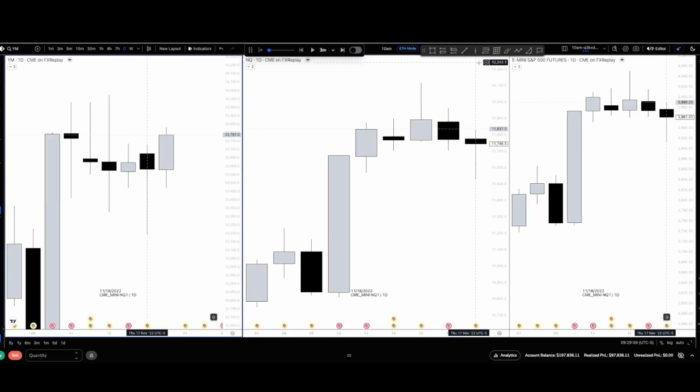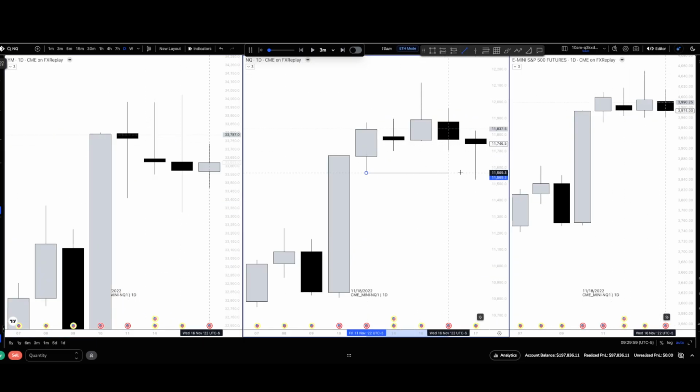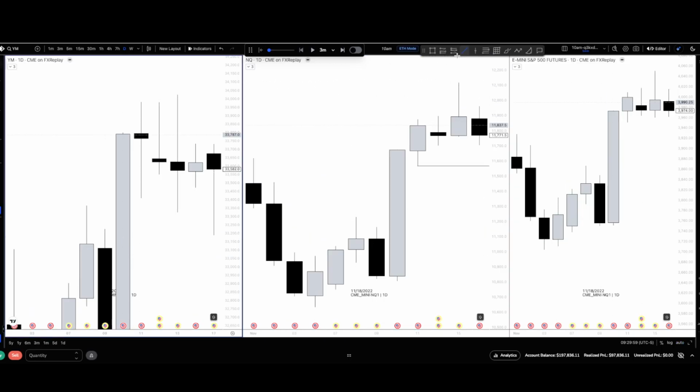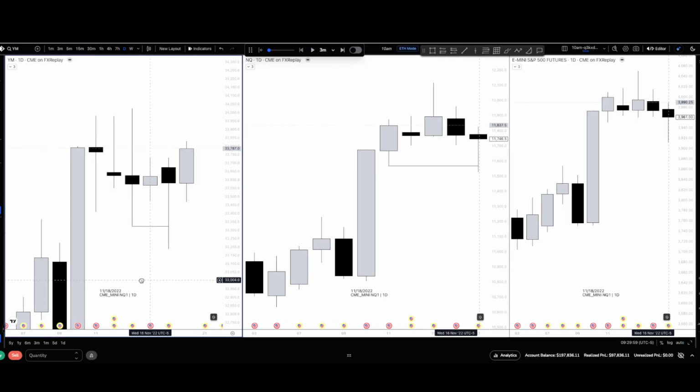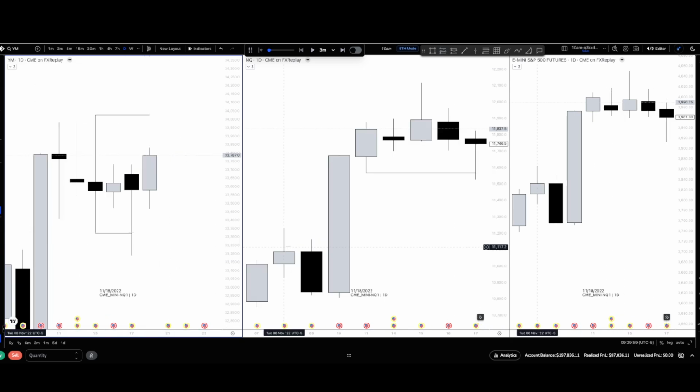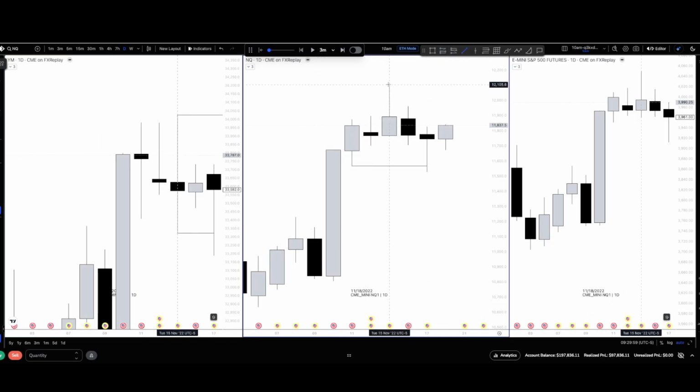So with that being said, we have internal, external going on right here. With this internal, external, we have a daily C2. From this daily C2, I'm looking to trade daily C3 up to the external range, going from range low back up to range high. This is my draw on liquidity.